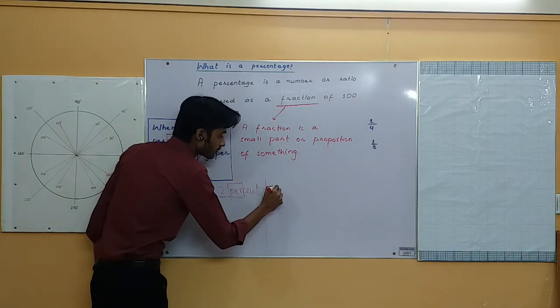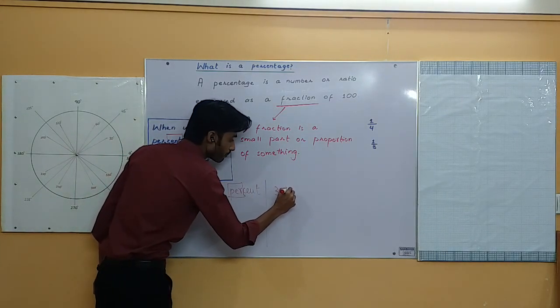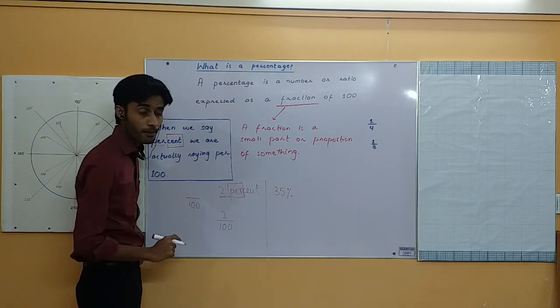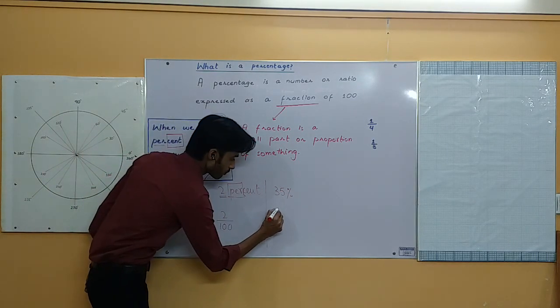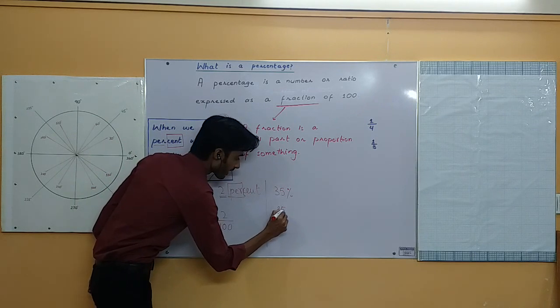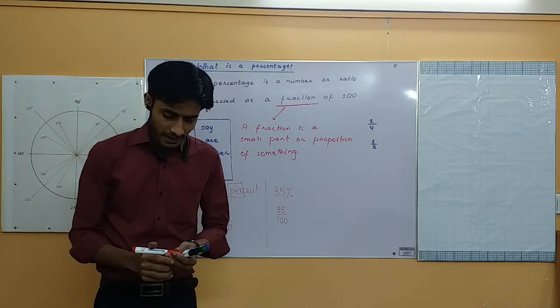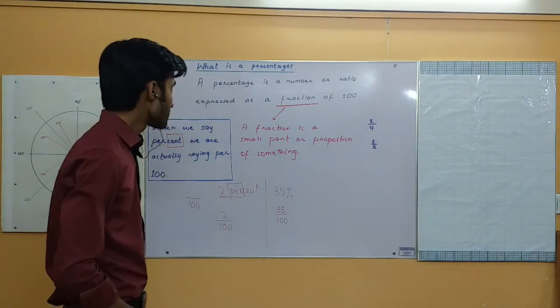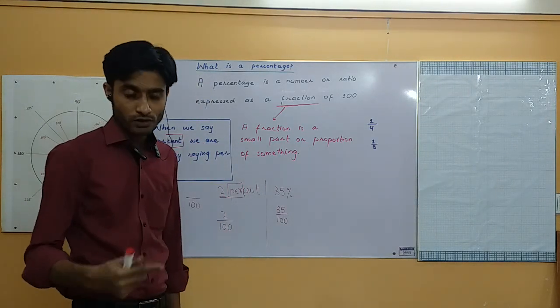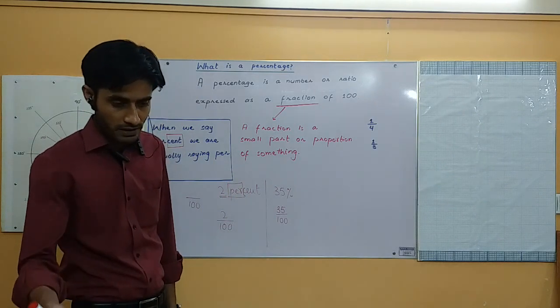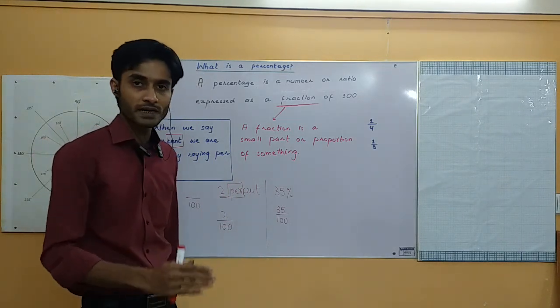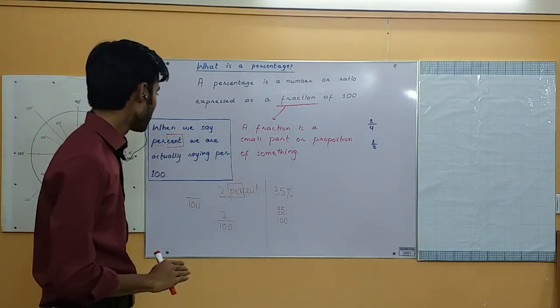One more way of writing it: 35%. So 35%. Just remember this information a little, then I'll use these things again while teaching you conversion from fractions to percentages, from percentages to fractions, from decimals to percentages, and from percentages to decimals.